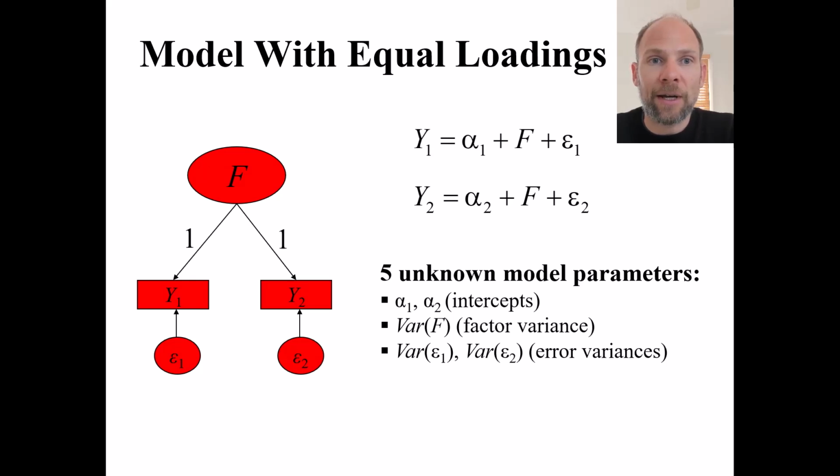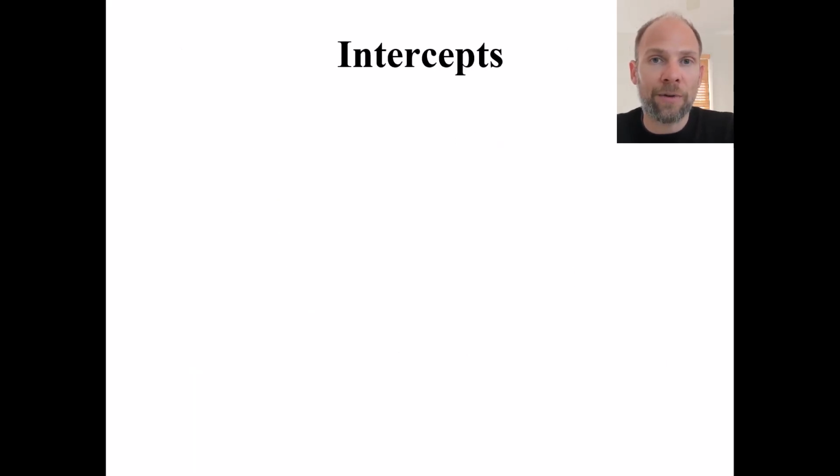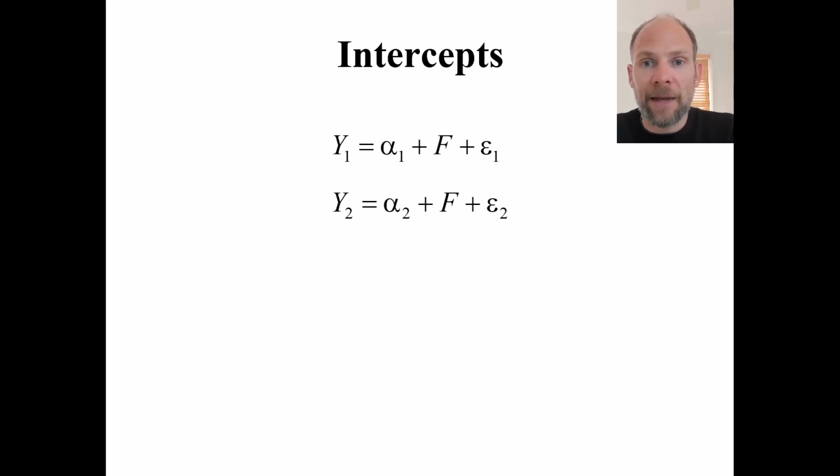So let's take a look at how that works. How do we show that? And we're going to begin with the intercepts or additive constants here. Remember, here are our measurement equations. Again, each variable is equal to an intercept alpha plus the factor plus the error term.